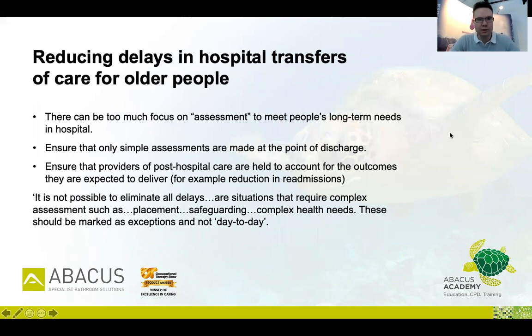The reducing delays document then reinforces that by saying that there is too much focus on the assessment to meet people's long-term needs in hospital. It says that we must ensure that only simple assessments are made at the point of discharge.